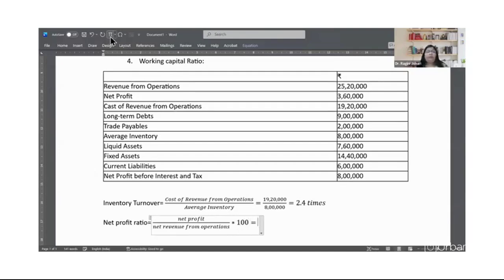Into 100. Now let us see, is net revenue from operations given to us? No, it is not given to us. We have to calculate it. We are given revenue from operations and cost of revenue from operations. If we subtract cost of revenue from operations, we get net revenue from operations.